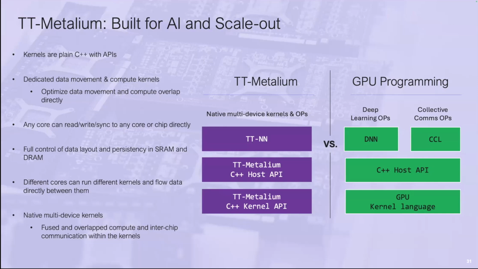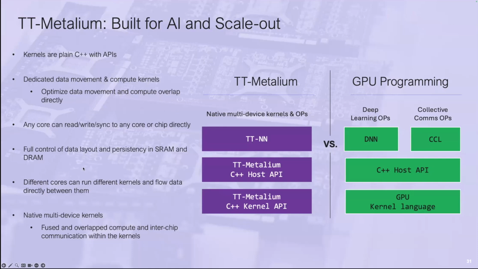You have to know how your architecture looks, where you want to grab your data from. If I want to grab it from my local L1 memory, if I want to write it to the core next to me, if I want to write it to Ethernet, if I want to write it to DRAM, I have to know all of that. All those kernels that I showed in the previous slides, those would be at the Metalium level of abstraction. So we have dedicated data movement and compute kernels.